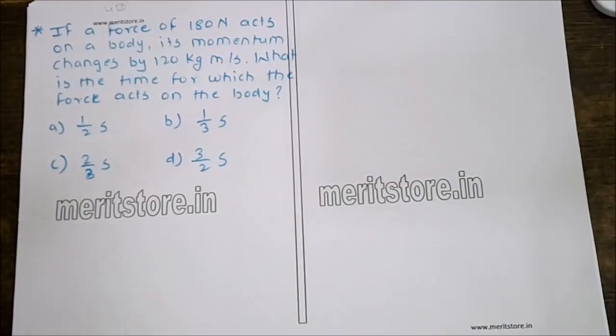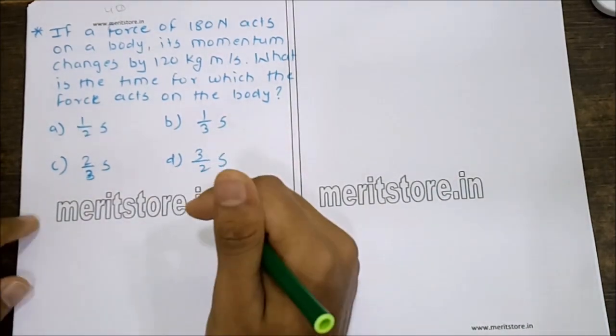If a force of 180 Newton acts on a body, its momentum changes by 120 kg meters per second. What is the time for which the force acts on the body? Options are 1 by 2 seconds, 1 by 3 seconds, 2 by 3 seconds, and 3 by 2 seconds.